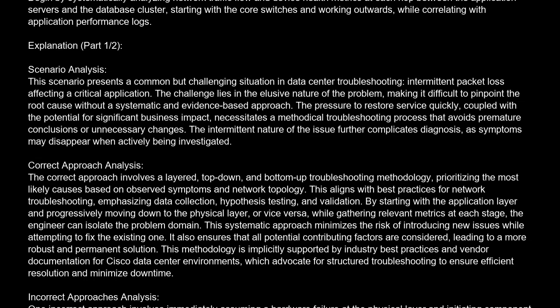Begin by systematically analyzing network traffic flow and device health metrics at each hop between the application servers and the database cluster, starting with the core switches and working outwards, while correlating with application performance logs.